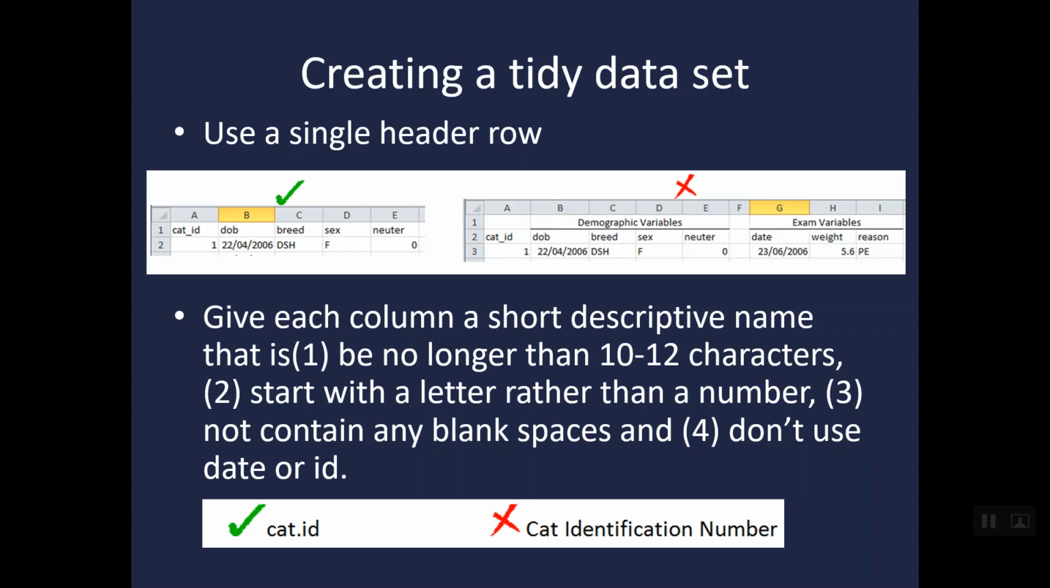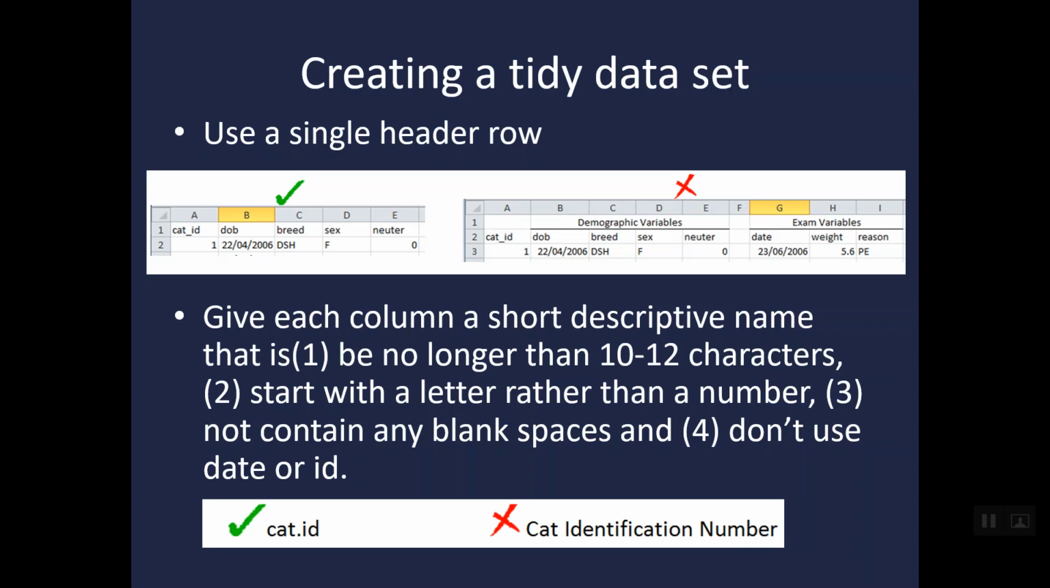Don't contain any blank spaces, and that's what the example below there has. The right way to do it is to call it cat.id or cat_id, not cat identification number with spaces all through there. Okay, and the reason for that is most packages will think that you're calling for a variable called cat, a variable called identification, and a variable called number, and so they won't be able to manage.